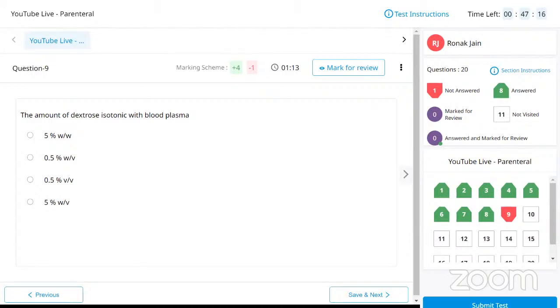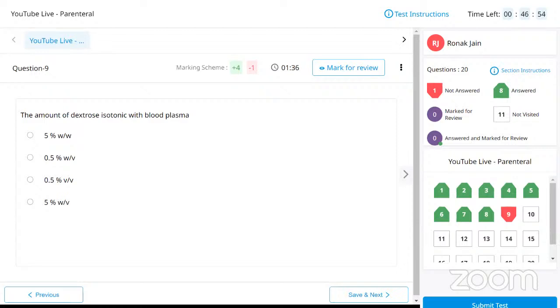and to adjust the tonicity we most often use dextrose. So what amount of dextrose is used? So we have 4 options. It is 5% weight by weight. The two things playing here are the unit and the quantity. So we have 5% weight by volume and weight by weight, 2 options, and 0.5% weight by weight and volume by volume.